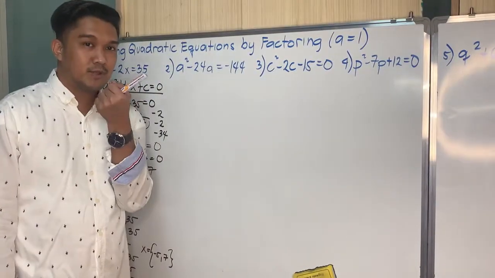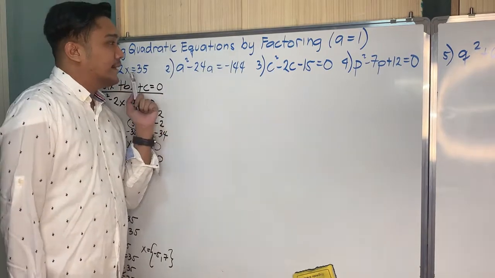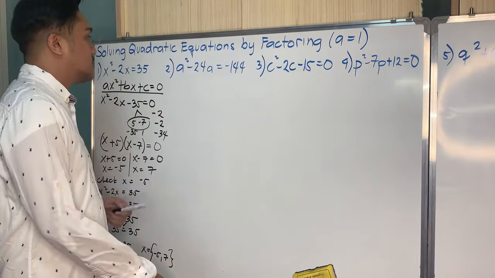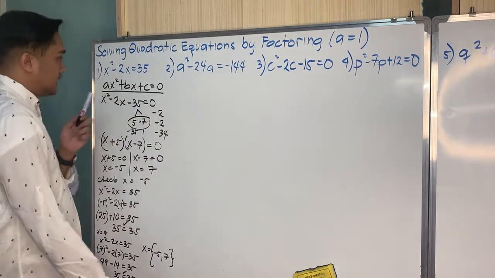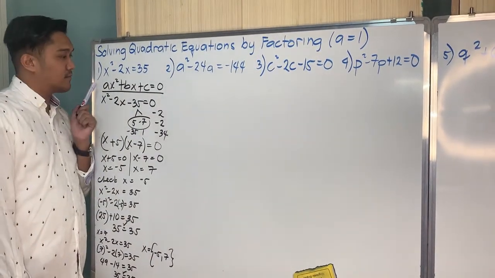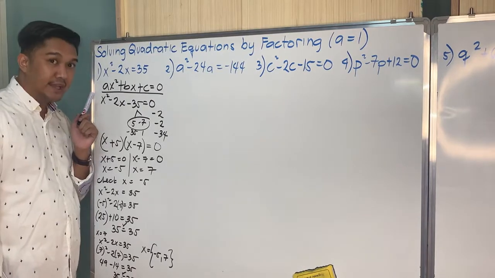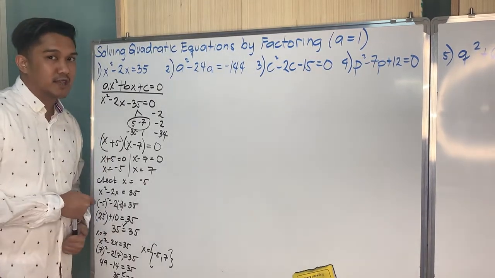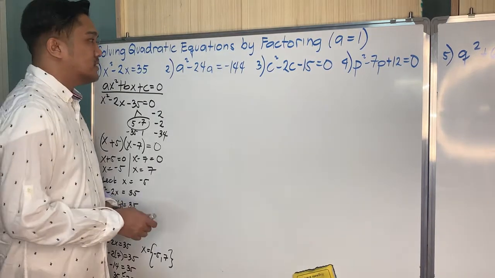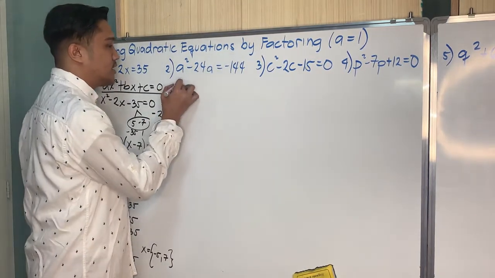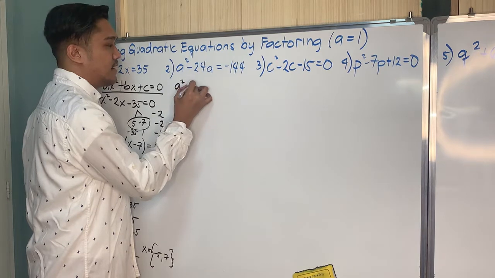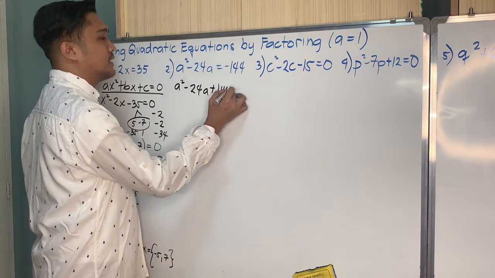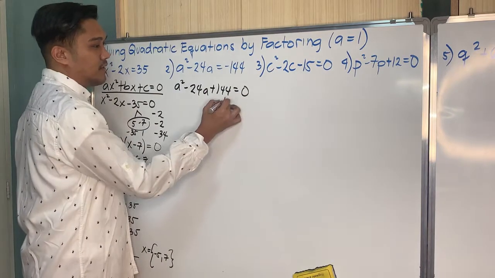Number 2. Okay. Ang mapapansin ninyo, yung a dito, ginamit siya as variable. Okay? So, hindi siya yung katulad nung a sa form ng quadratic equation, kung saan ang a ay ginamit as representation ng coefficient ng quadratic term. So, let's write a squared minus 24a plus 144 is equal to 0.